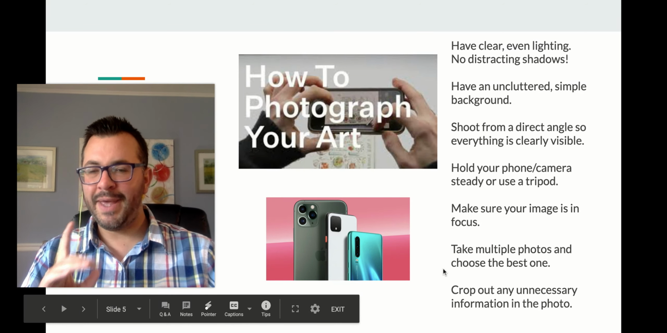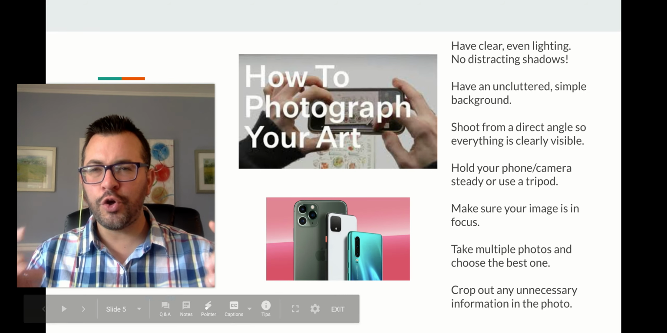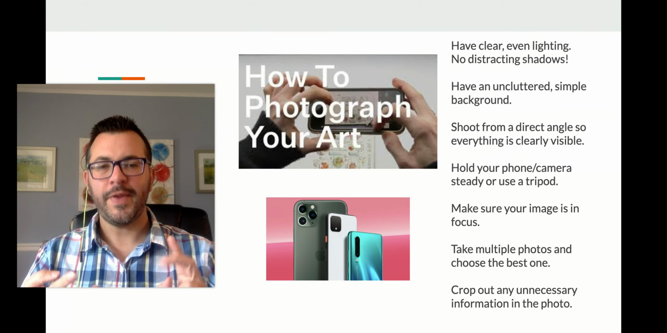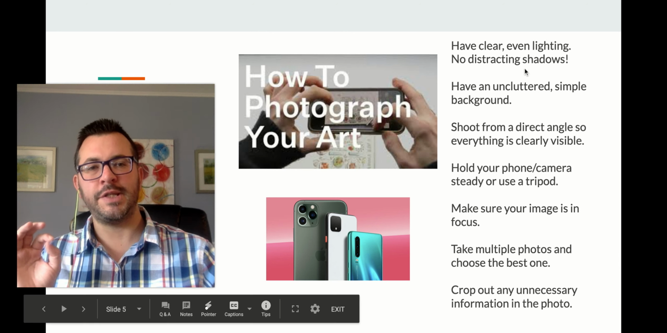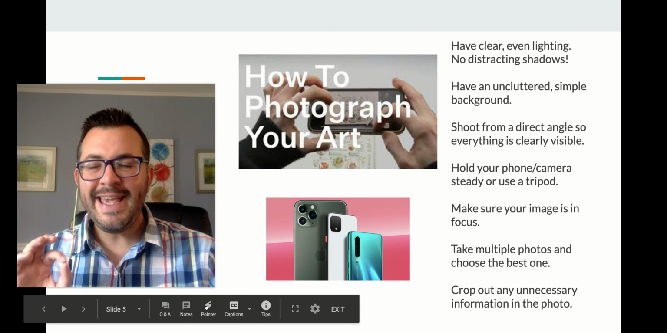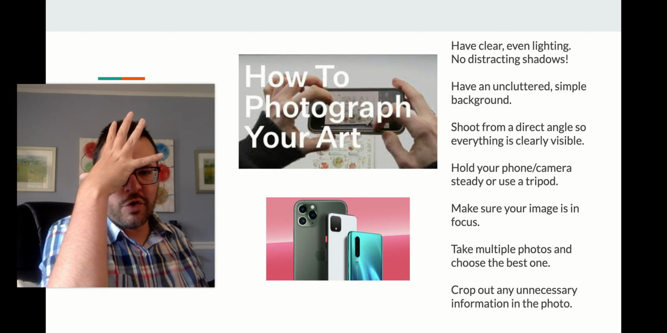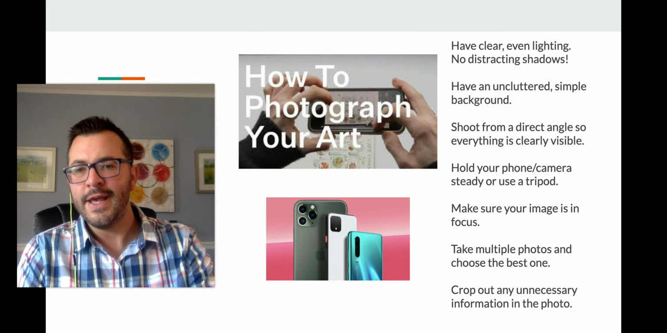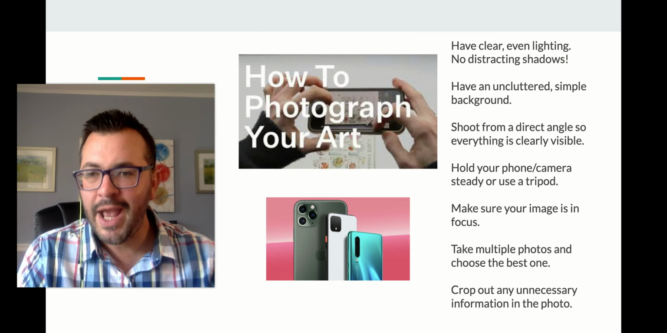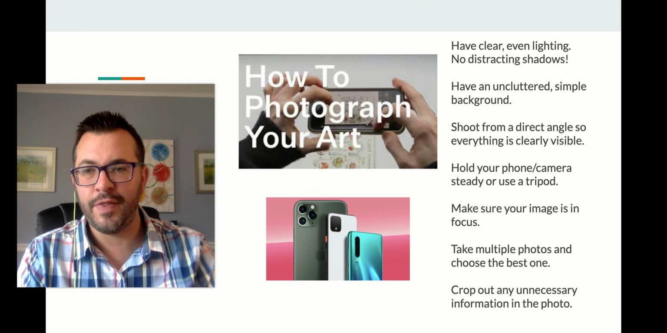A big key to this project is photographing the finished artwork in a really good quality way so that it is clear, concise, and everyone can see really well what you're doing. Here are a couple of tips for that. First, have clear, even lighting, no distracting shadows. If there are shadows that fall across part of the subject, you don't want that. Either add a lamp, use natural light, do it just on the floor of a room like she did, or on a table. That's great.